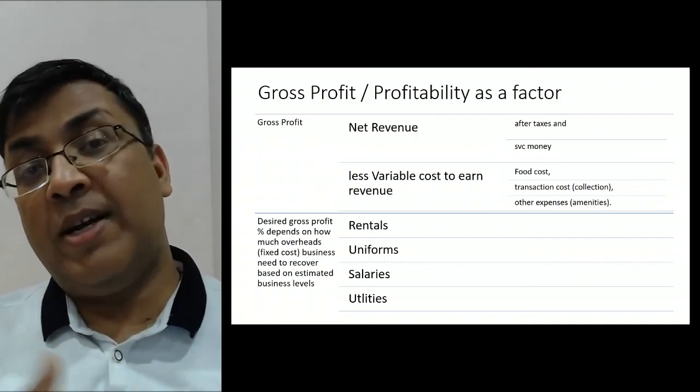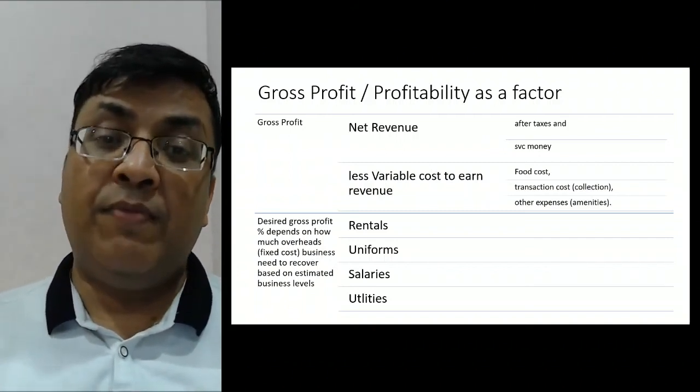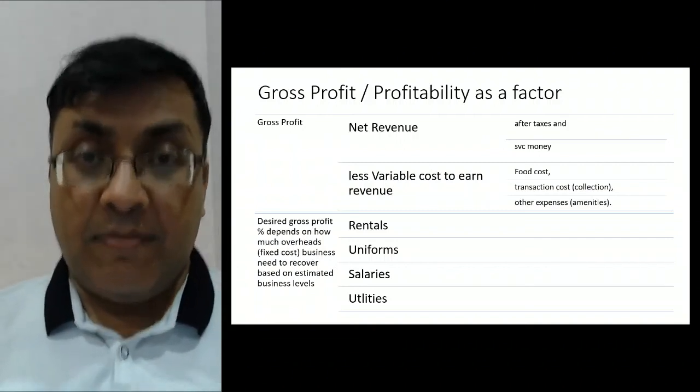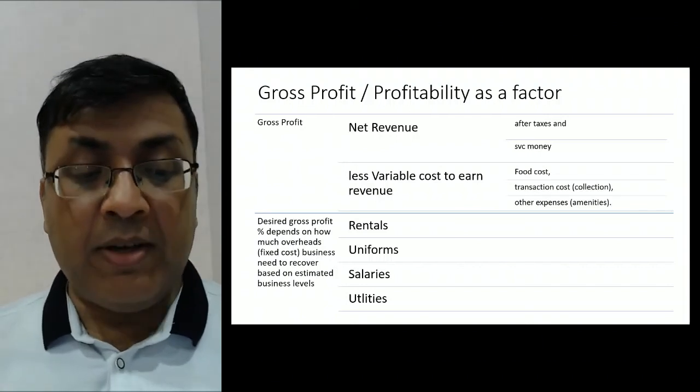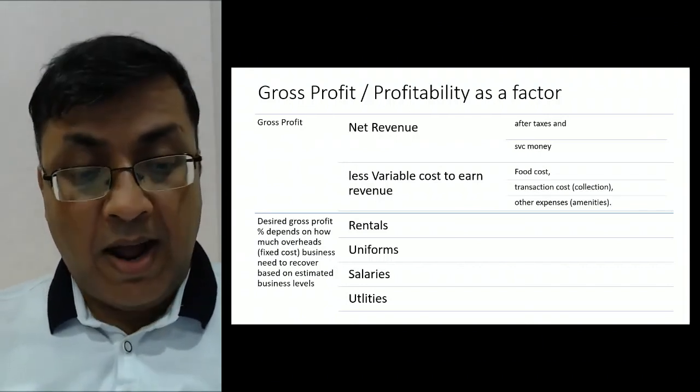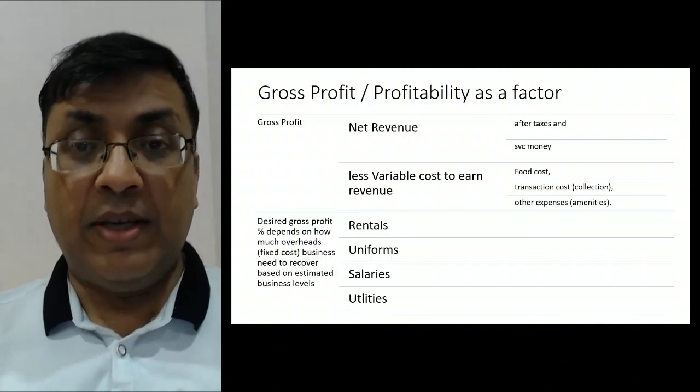So you have to determine how much is fixed and how much is variable. Now let us look at a template, and how we are going to use this in our calculation.